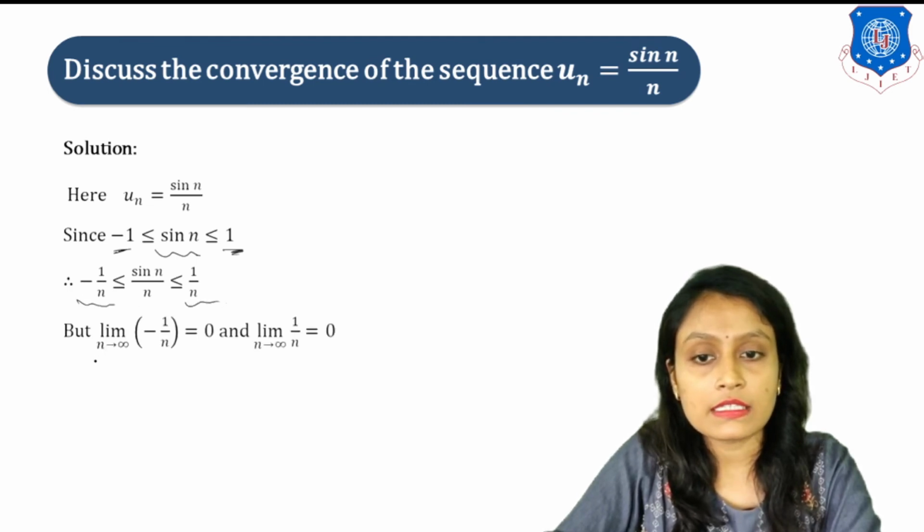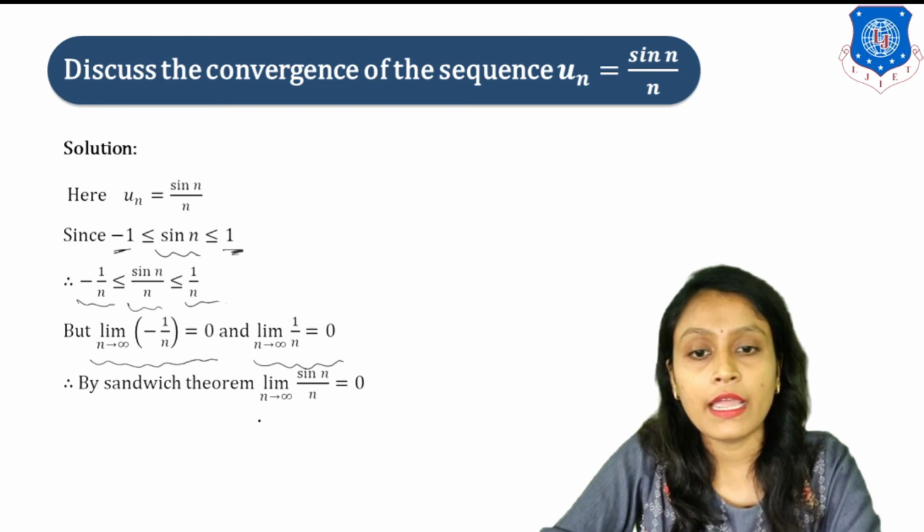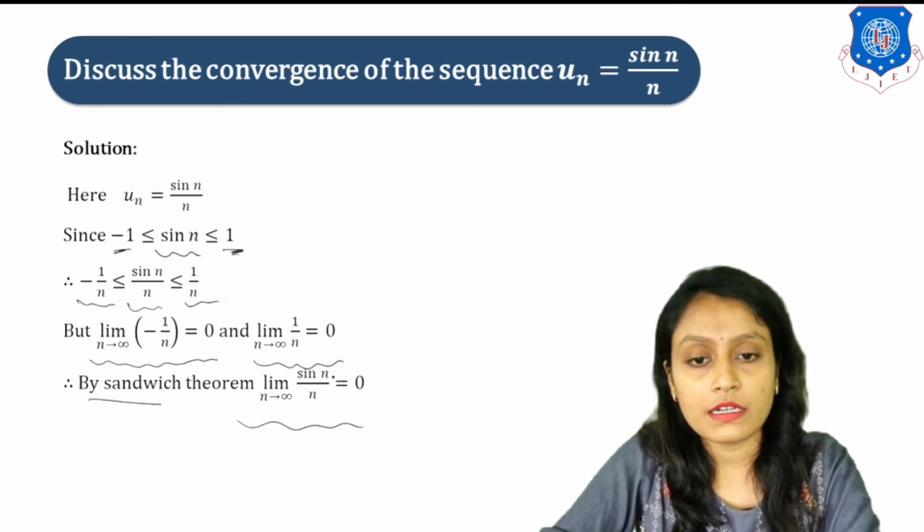Now we will find the limit of this term and this term. So we know that limit n tends to infinite, -1 upon n is equal to 0, and limit n tends to infinite, 1 upon n is also equal to 0. So both the limits are 0, so the limit of n tends to infinite sin n upon n is also equal to 0 by Sandwich theorem. Also it is a finite number, therefore we can say that this sequence is convergent.